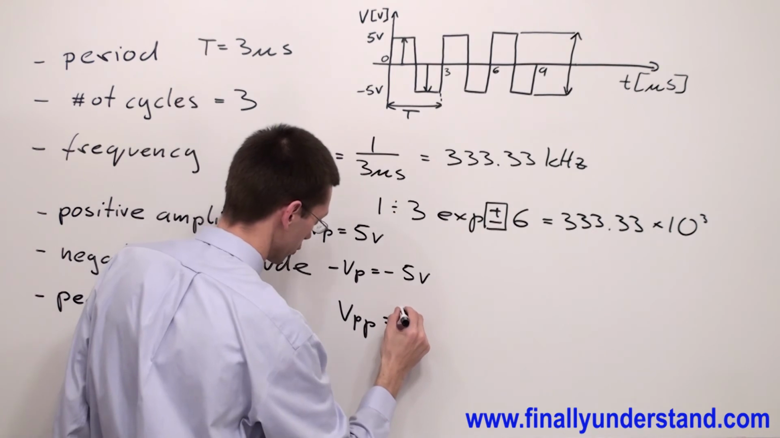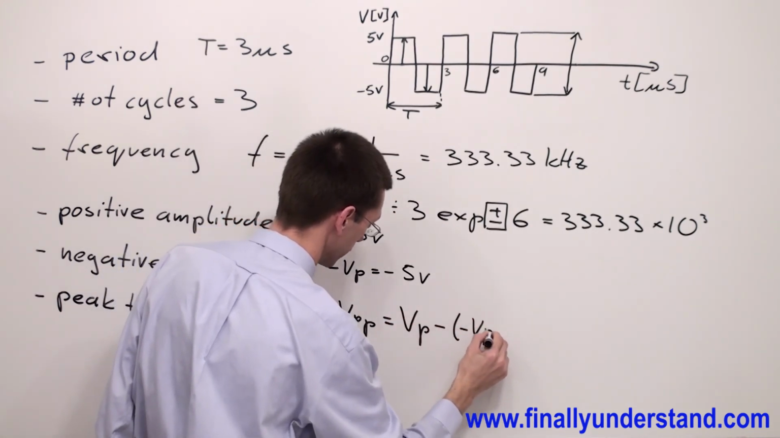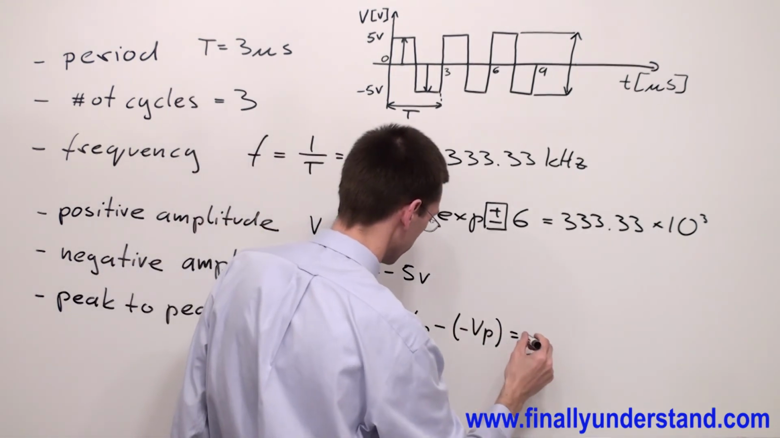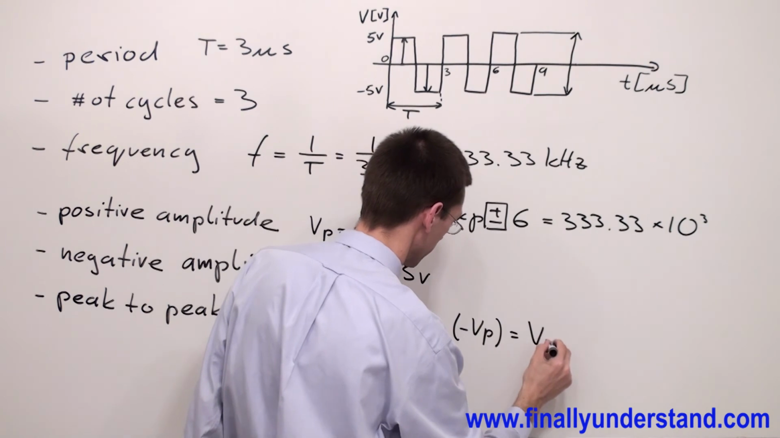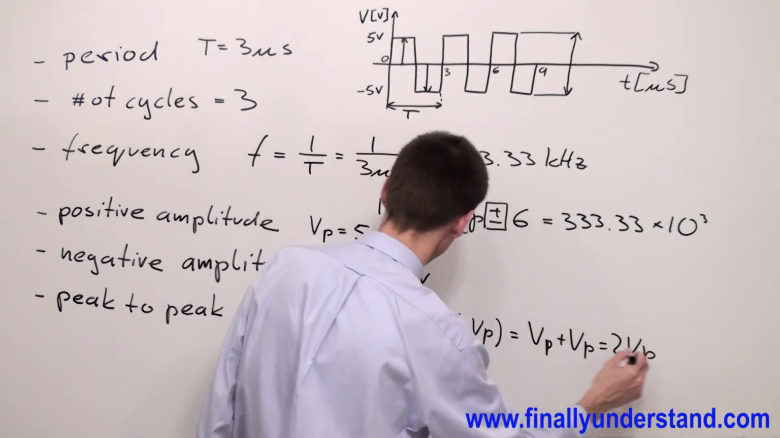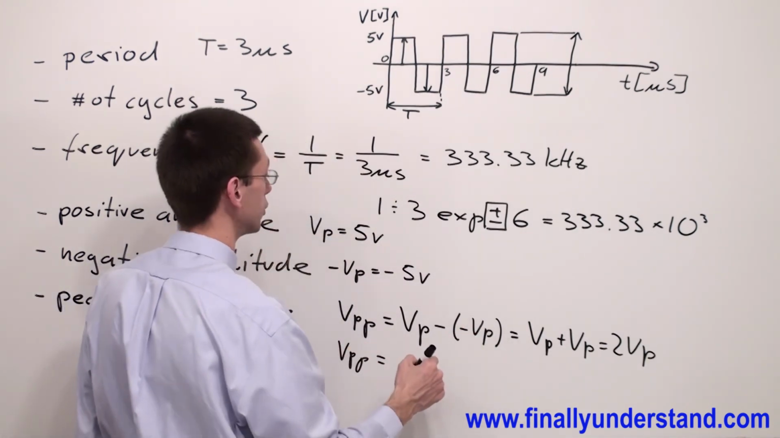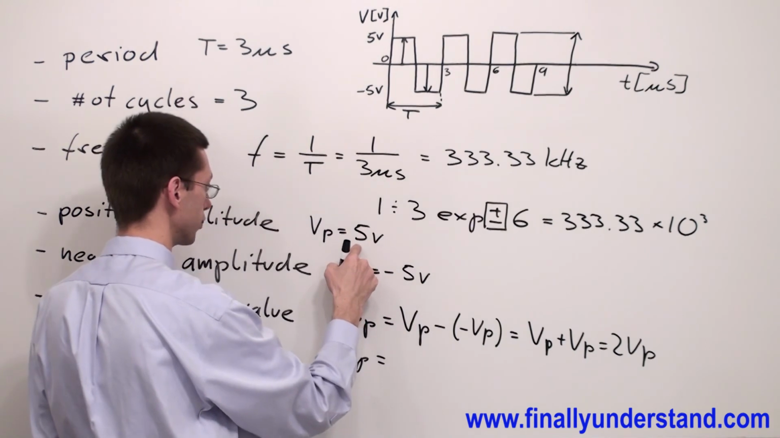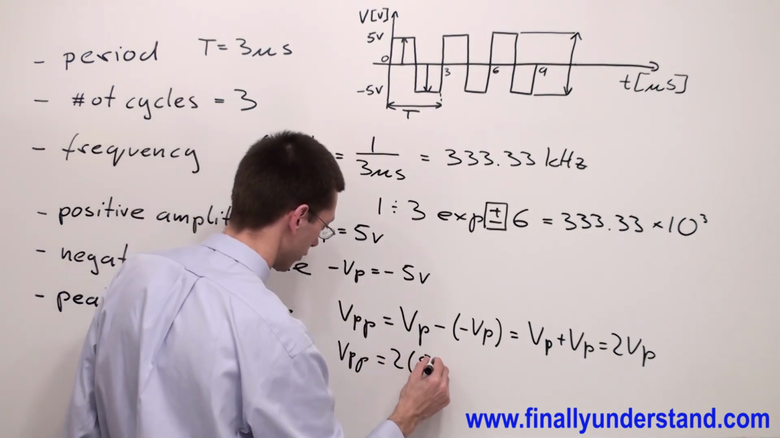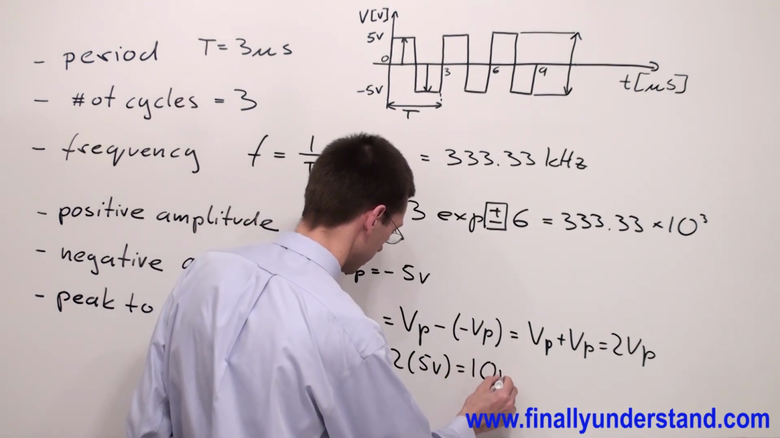So I'm supposed to write positive voltage peak minus negative voltage peak. Negative times negative gives me positive, and I'm going to have voltage peak plus voltage peak, which is 2 times voltage peak, and I have voltage peak to peak equals 2 times voltage peak. We said that positive voltage peak is 5 volts, so I have 2 times 5 volts, which is equal to 10 volts.